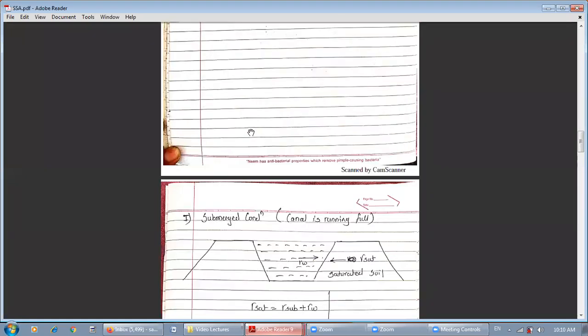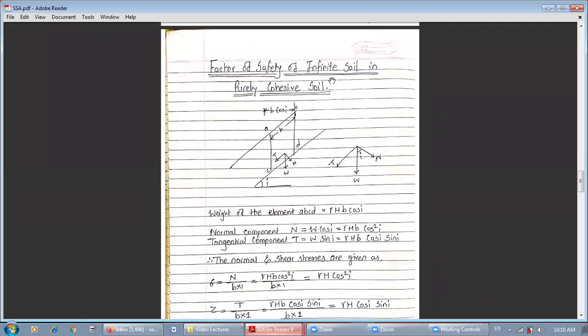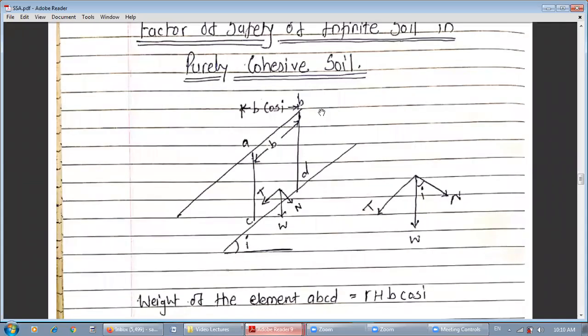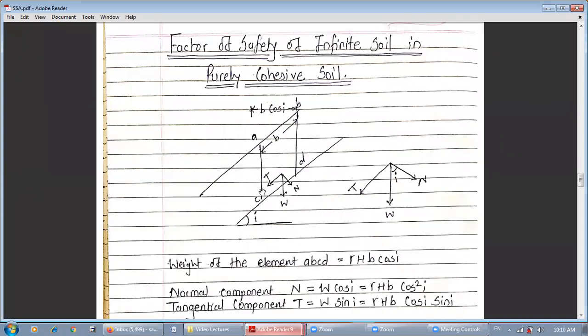Now we are going to infinite slope in purely cohesive soil, where the phi angle will be equal to 0. If you see the picture, it is the same as in the cohesionless soil. It is an infinite slope, and this slope makes an angle i with the horizontal. W is the vertical downward component, and it has two components: the tangential component parallel to the failure surface and the normal component perpendicular to the failure surface.